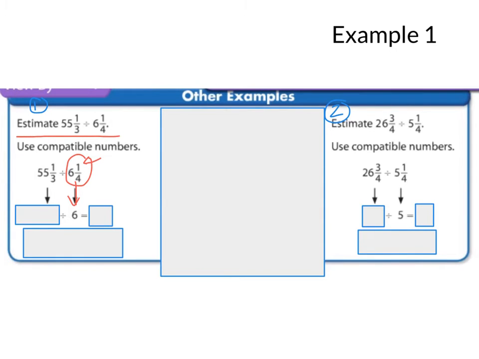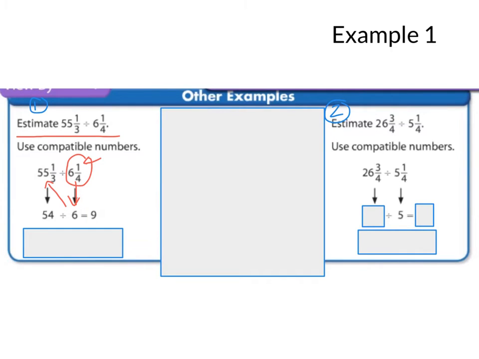Now, from 6, I'm going to look at this 55 1/3. What number close to 55 can easily be divided by 6? All right, I know that 6 times 8 is 48. I know that 6 times 9 is 54. And I know that 6 times 10 is 60. Well, 54 is the closest one, so I'm going to round that to 54. So 54 divided by 6, that is 9.